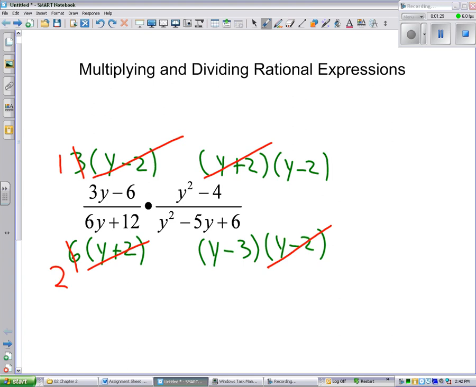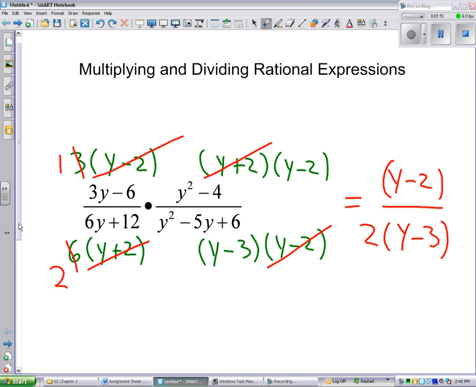Once we have factored and crossed out each part that we can, we multiply straight across numerator, multiply straight across denominator. So our final answer is going to be y minus 2 over 2 times y minus 3.